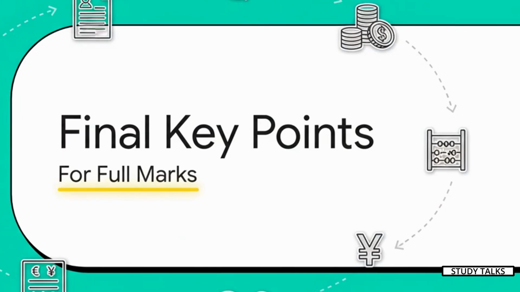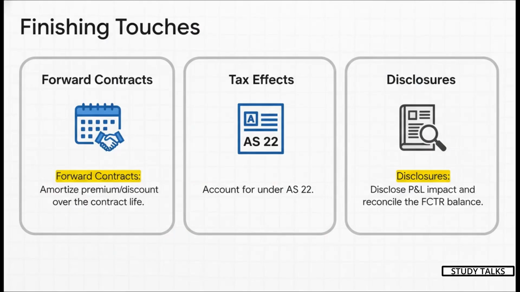We are in the home stretch now. We've covered the really big concepts. Now let's talk about the finishing touches, the little things that will take your answer from just okay to full marks. Here are 3 last points to lock in. First, if you have forward contracts, you have to spread the premium or discount over the life of the contract. Second, don't forget about taxes. Any tax effects fall under AS22. And third, and this is super important, remember your disclosures. You have to state the amount that hit the P&L and show a reconciliation of your FCTR balance. These are easy marks, so don't throw them away.